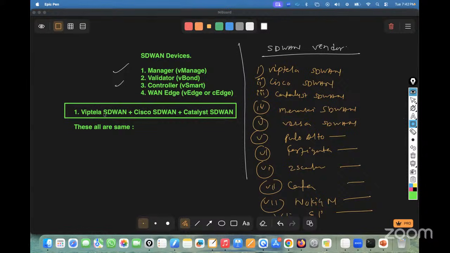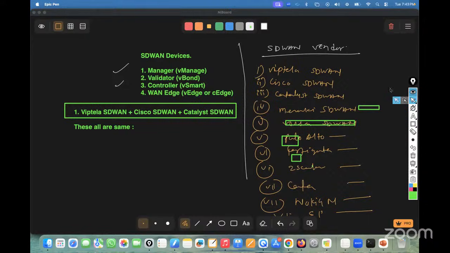And this is the one market player who has very large demand, for only one reason: Cisco has a monopoly in the market. Most customers have a Cisco SD-WAN solution, Cisco product. So definitely if you learn Cisco SD-WAN, you're going to get more opportunity from the market, more job opportunity, more CTC hike. So why Viptela, why Cisco, why Catalyst? Apart from these, the other vendors like Meraki SD-WAN and Versa are different companies, but this is all the same.